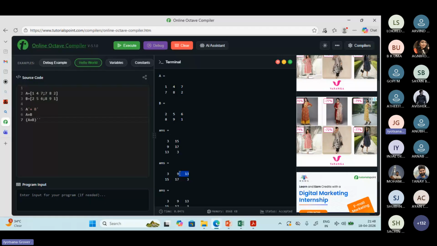This A transpose plus B transpose is this. Then you have A plus B. Okay, so this is your A plus B. Its transpose is the same as, so first row is same as the first column: 3, 9, 13. Second row is same as second column. I am not able to show you because of the space. Okay, you got the concept?